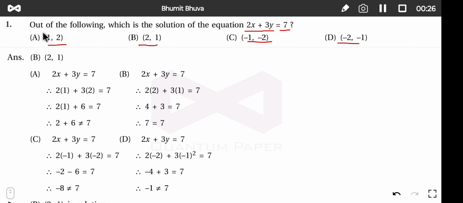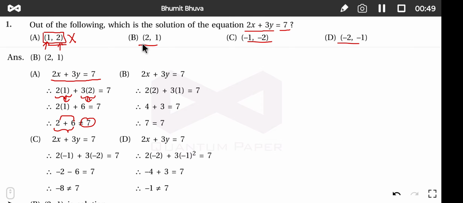So the first option is 1 comma 2. That means x is 1 here and y is 2. So if you put x is 1 and y is 2 in our equation 2x plus 3y is equal to 7, we get 2 into 1 plus 3 into 2. So 2 into 1 is 2, 3 into 2 is 6. So 2 plus 6 will be 8, which is not equal to 7. So our first option is wrong.